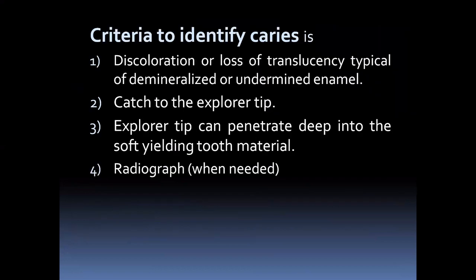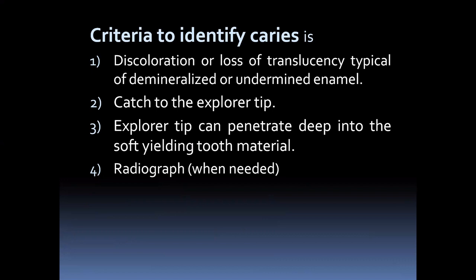So, criteria to identify caries. Whenever you are talking in terms of dental caries, the first thing you see is the discoloration on that particular tooth. That is simply the loss of translucency typical of demineralized and undermined enamel. There may be a catch at the tip of the explorer. The explorer tip can penetrate deep into the soft, yielding tooth. It should be soft at the base.